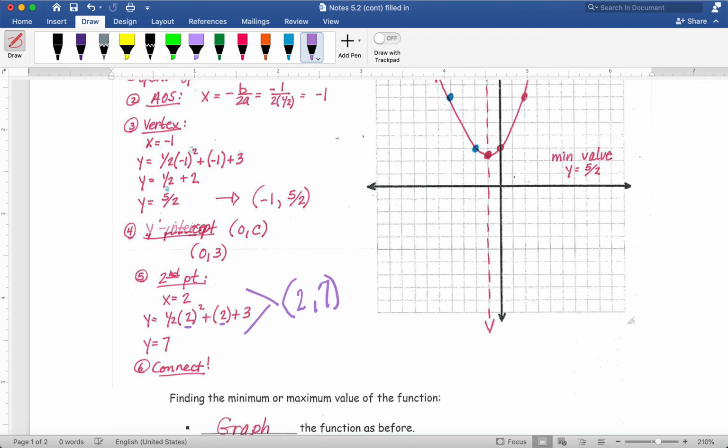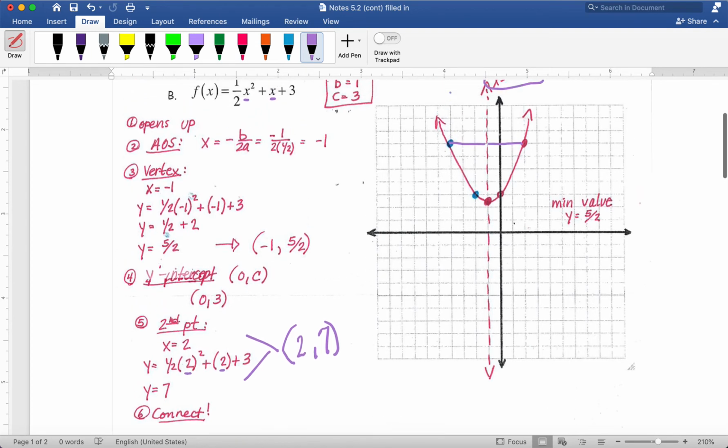And then we're going to use the axis of symmetry. This point is 3 units on the right of the axis of symmetry, so its corresponding point would be 3 units to the left. And then you graph it.